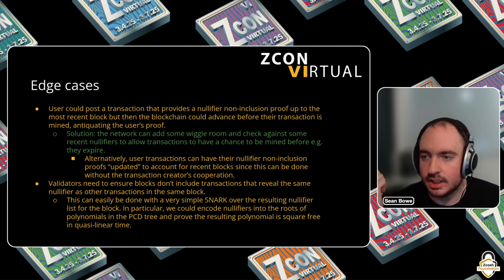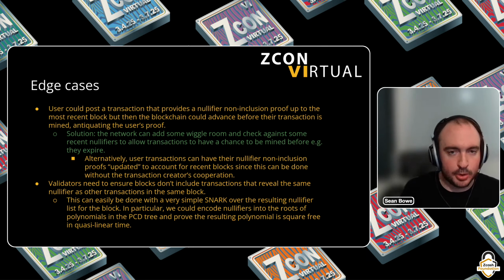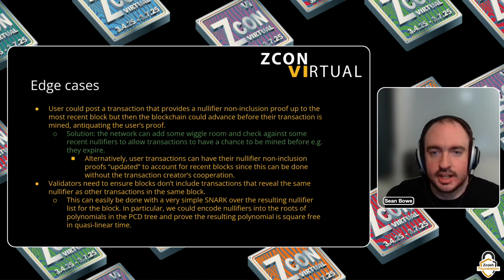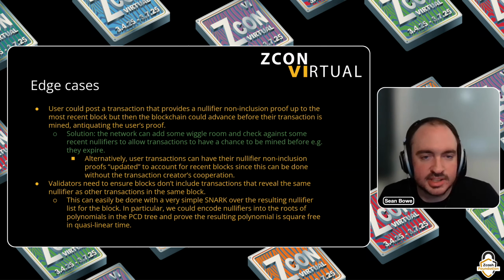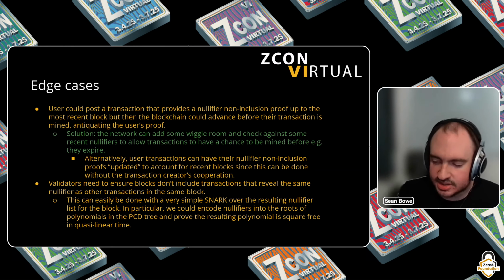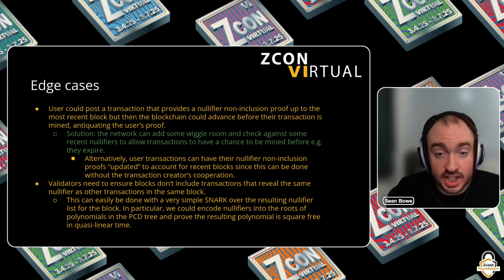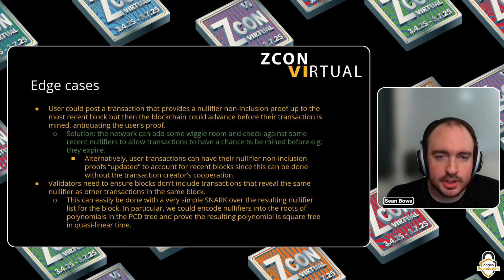For one thing, if a user sends a transaction and their nullifier non-inclusion proof is for even the most recent block, but there are blocks that happen after that, before their transaction gets mined, their non-inclusion proof becomes antiquated. So validators would need to add some wiggle room by updating the transaction, without the original creator's assistance, to further the non-inclusion proof for the nullifier that's revealed, which they can absolutely do. It's just a recursive proof. It also might just be simpler to have the validators keep track of the last like 10 blocks, or whatever your wiggle room is, so that they can enforce this.